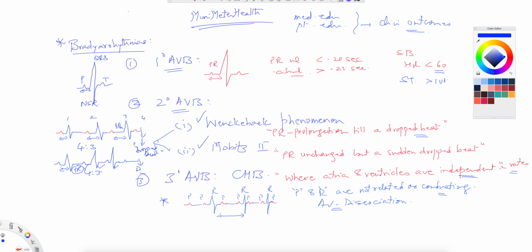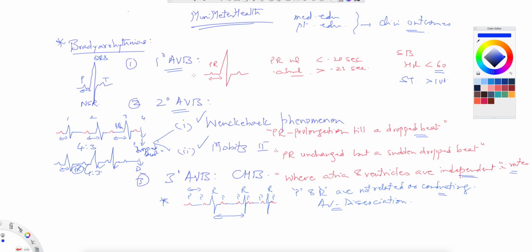This is your RR interval, and this is your PP interval. So the PP interval is much different than the QRS, the RR interval. And none of these R waves are actually conducted by the P waves. So in other words, no P is conducting into a QRS. So that's an AV dissociation, okay?